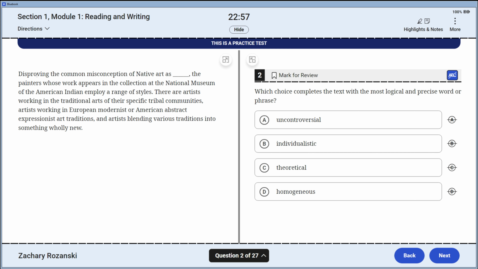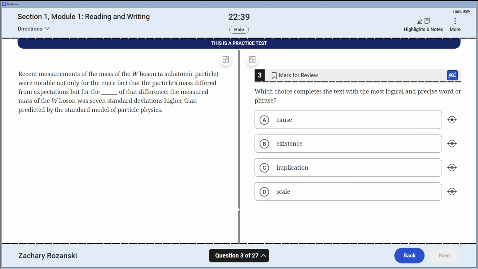As for the next one, disproving the common misconception is this. The common misconception is going to be my context clue, but I need a little bit more evidence for this. Whose work appears in the context, employ a range of styles. So they're employing a range of styles, so that must mean that the common myth is that they are all one thing.